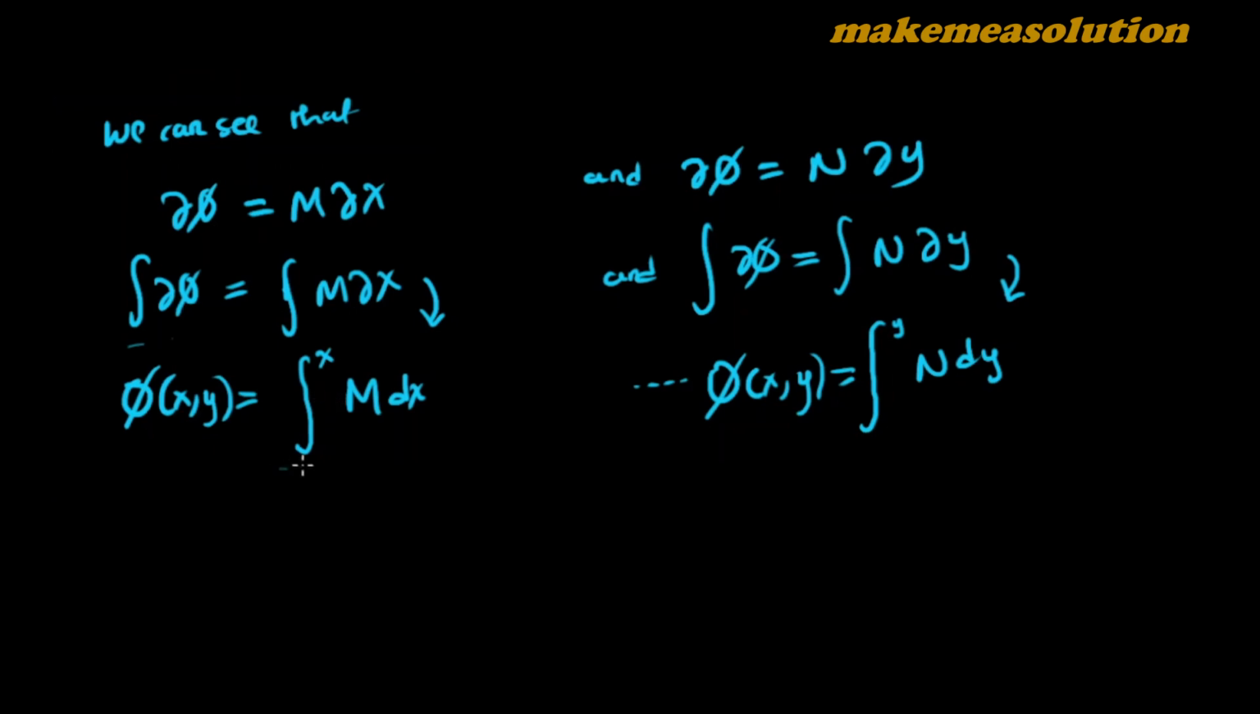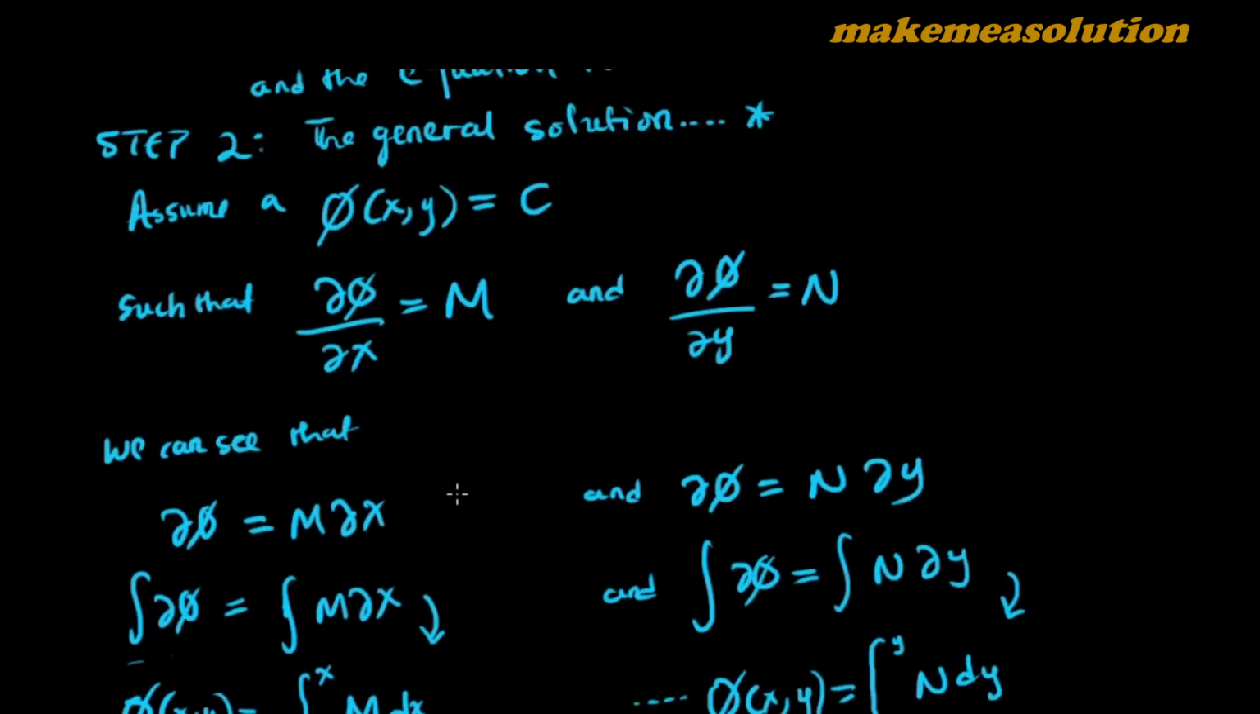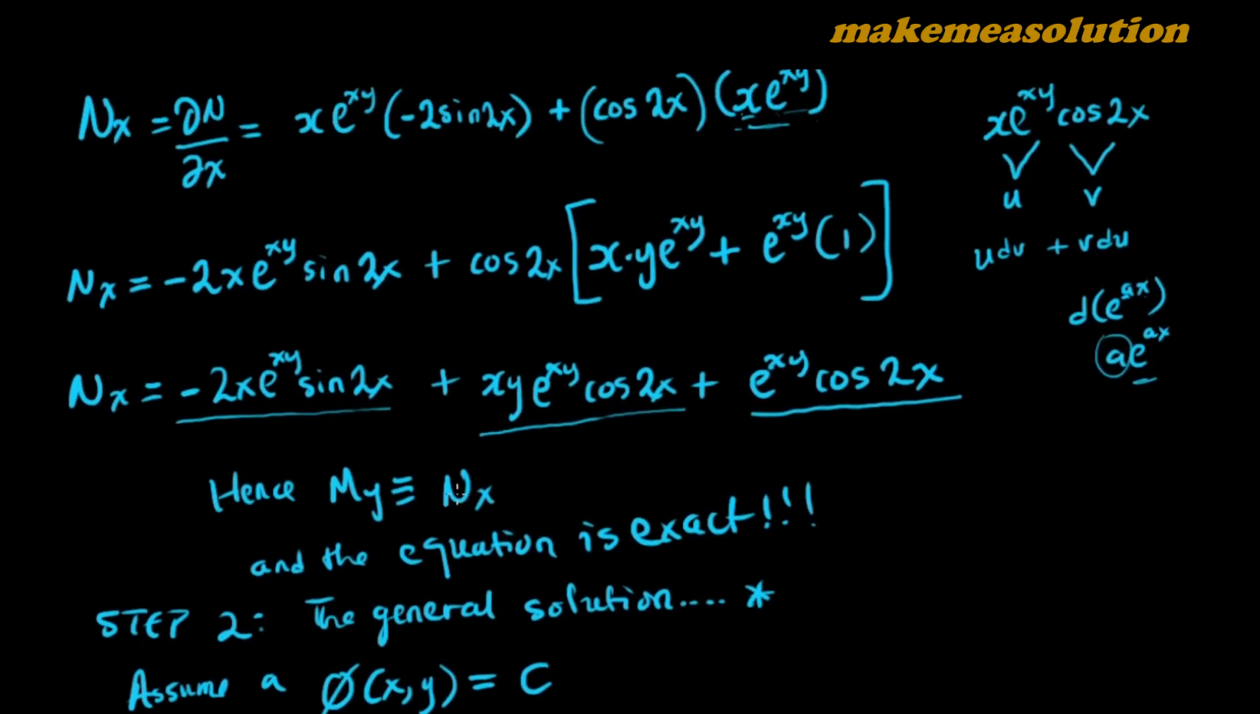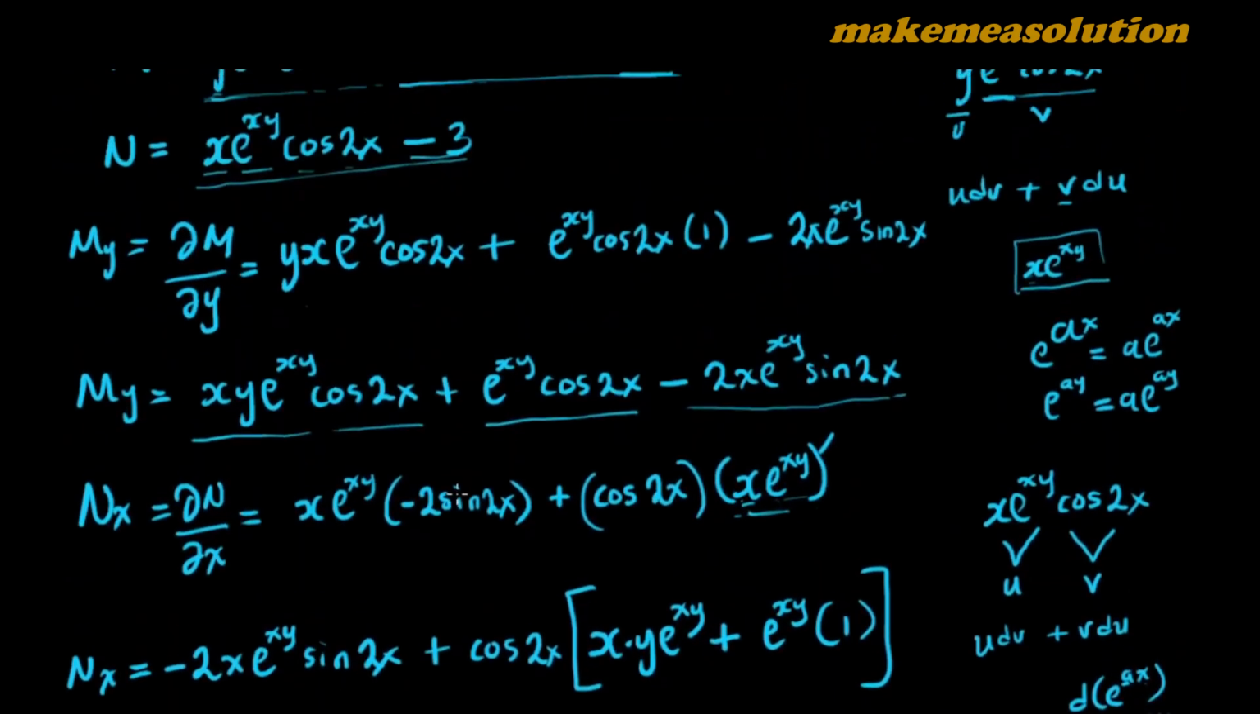So in this first case, we are integrating with respect to x partially, or in this case, you're integrating with respect to y partially. So you can see that phi of x comma y, the multivariable function, can be gotten either by integrating M partially with respect to x, or by integrating N partially with respect to y. So whichever one you want to use to get phi of x comma y, that is at your own discretion. But remember what I said in the last example. I told us that you have to choose the one that is much simpler and much lighter.